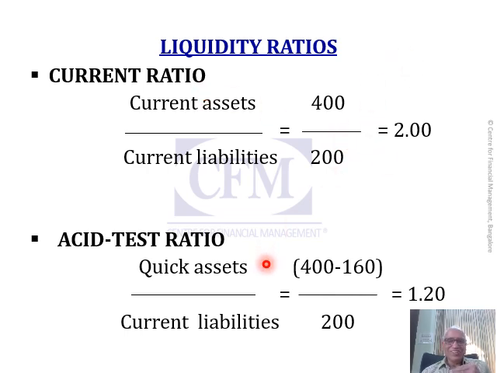Asset test ratio is defined as quick assets divided by current liabilities. If we look at current assets, inventories tend to be the least liquid of current assets. So if we remove inventories from current assets, we get quick assets. Inventories for Horizon Limited are 160 million. If you remove 160 million from 400 million, you get 240 million, which is the figure for quick assets. Divide that by current liabilities of 200 million and you get 1.2. An asset test ratio of 1 is considered to be reasonably satisfactory.